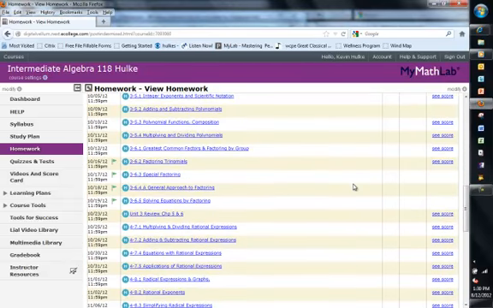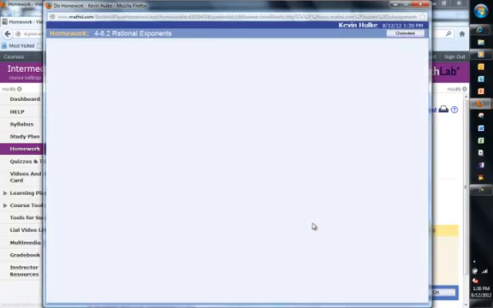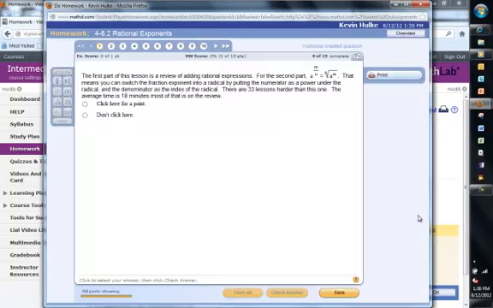When you work on this lesson, we're going to be working with rational exponents. In other words, we've got fractions that are exponents. The first part of this lesson is a review of adding rational expressions. For the second part, a to the m over n is the same as the nth root of a to the m. That means you can switch the fractional exponent into a radical by putting the numerator as a power under the radical and the denominator as the index of the radical.